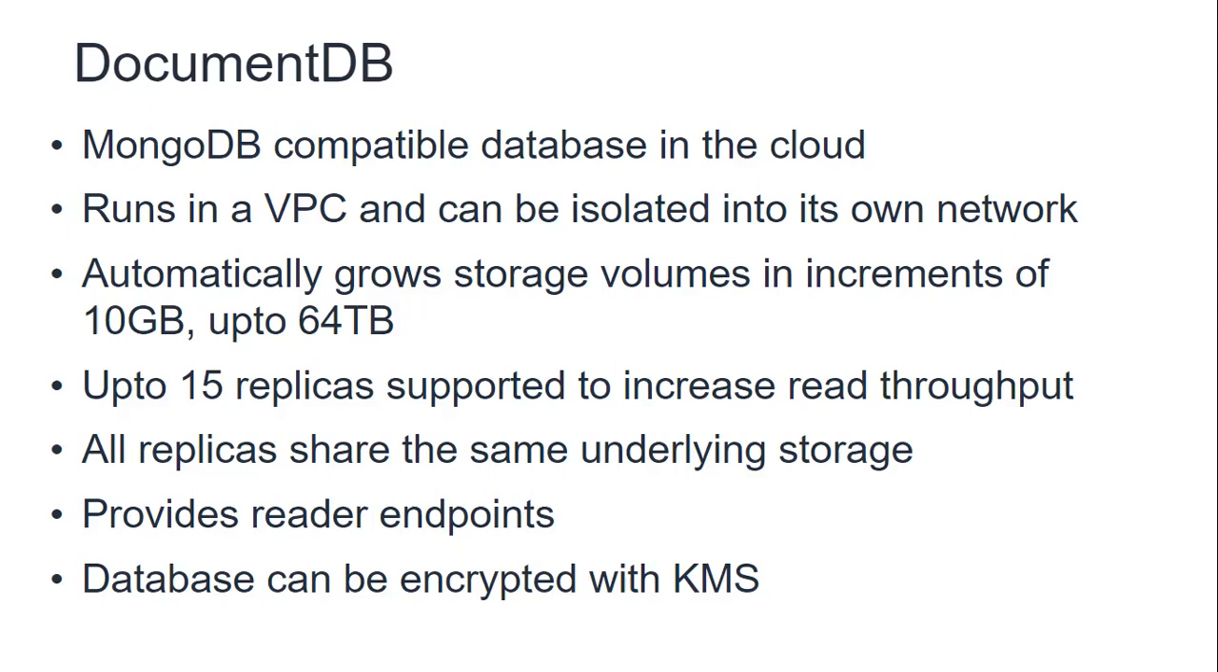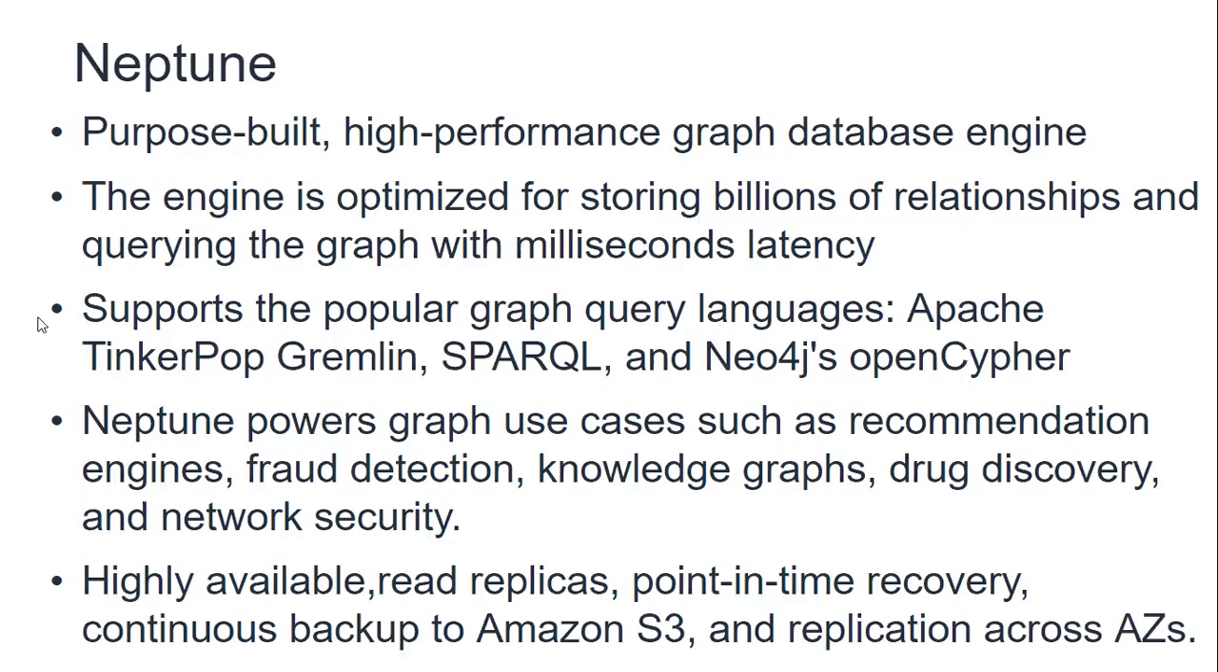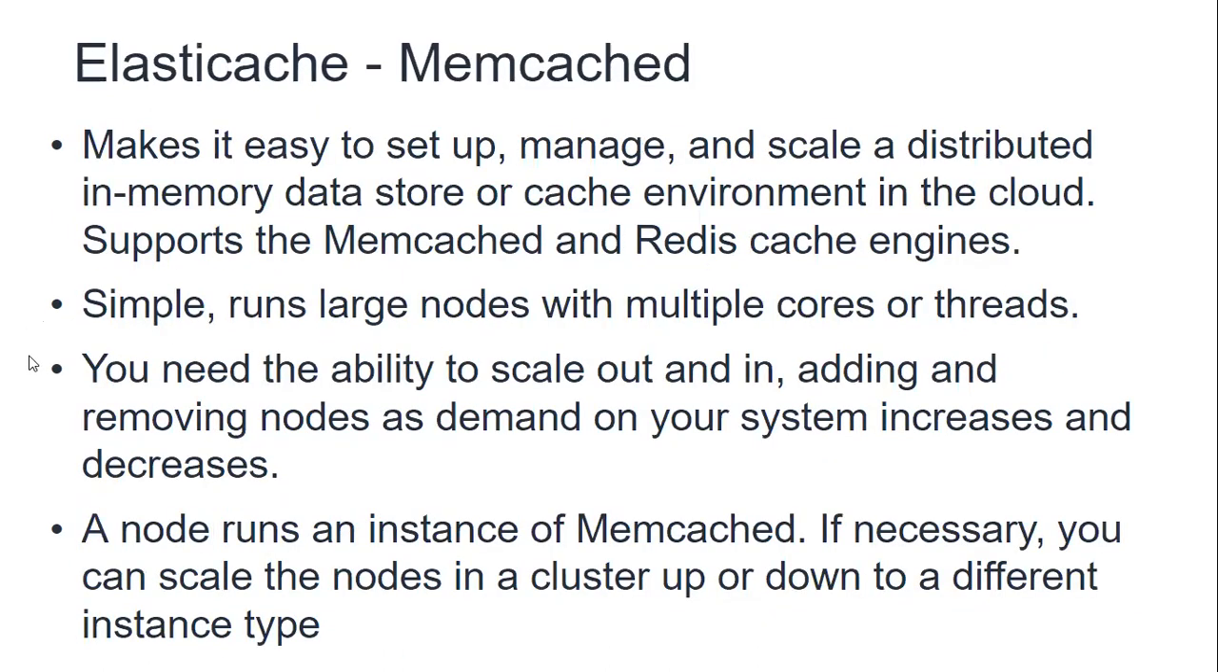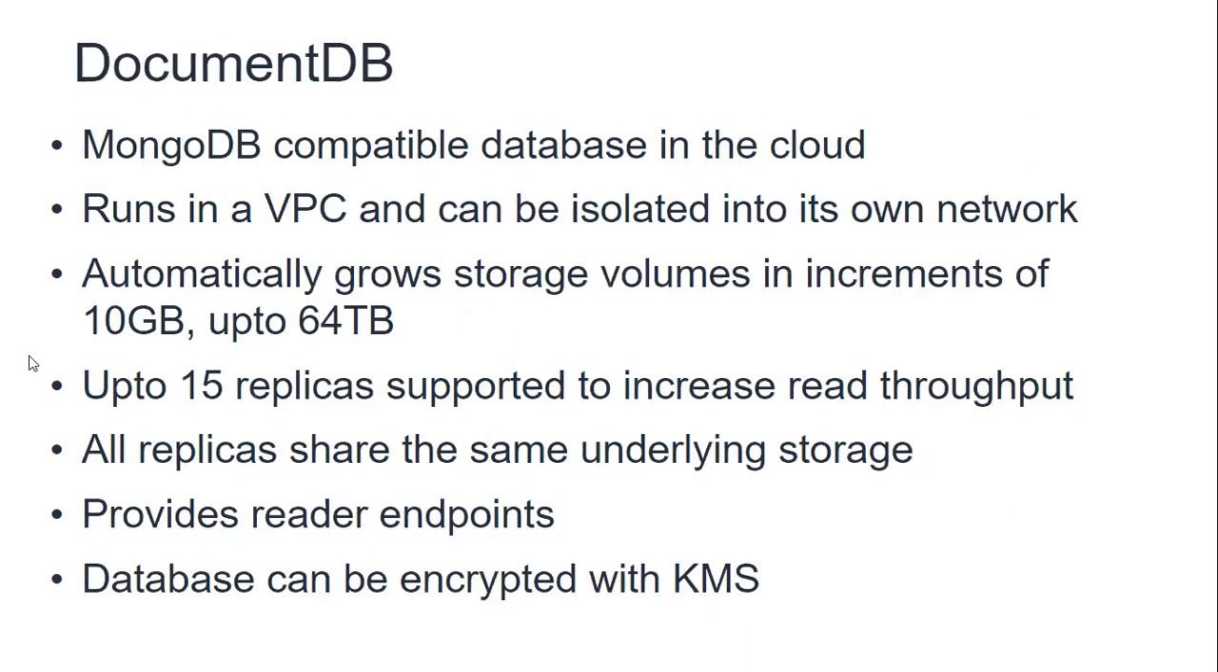You run this in a VPC. Your storage scales up to 64 terabytes. You could have up to 15 replicas. This also uses the same underlying storage like we saw in Aurora. You could have reader endpoints, and then you encrypt the data with KMS. MongoDB is what we call a document database. You can just put a data structure like JSON data into the database and query it as such. The same for MongoDB, documents.